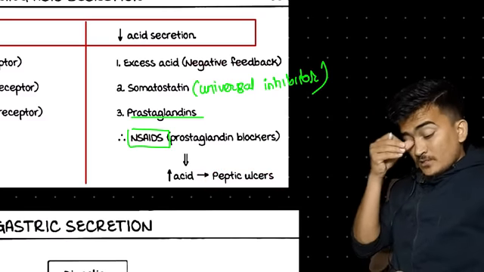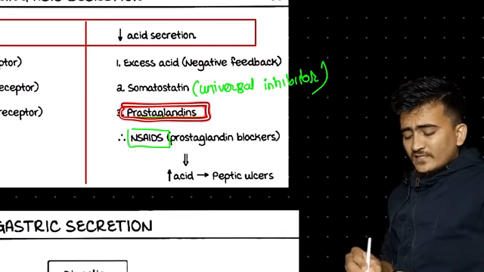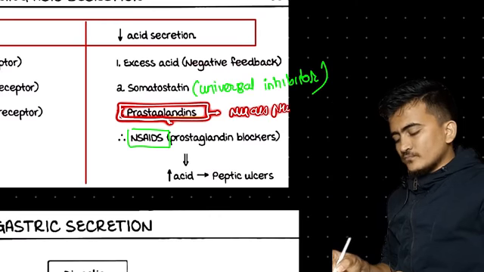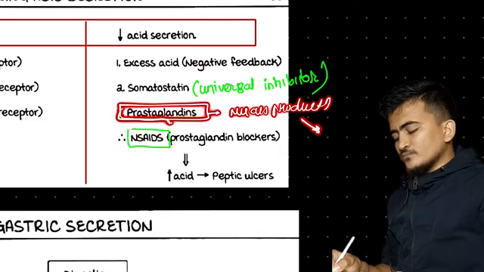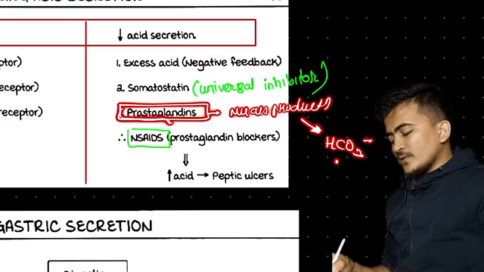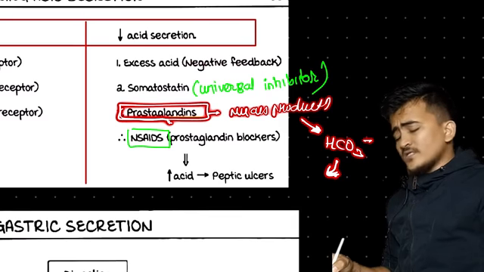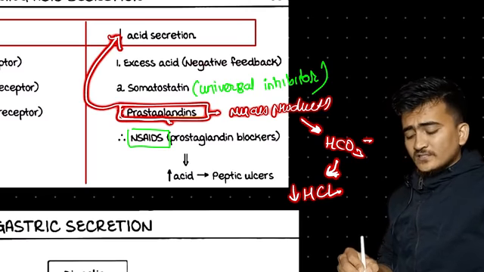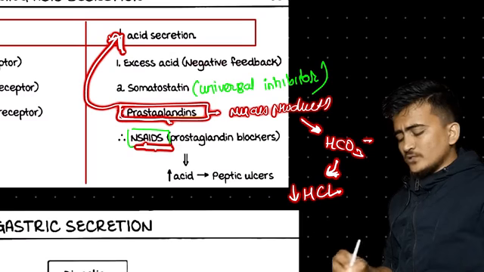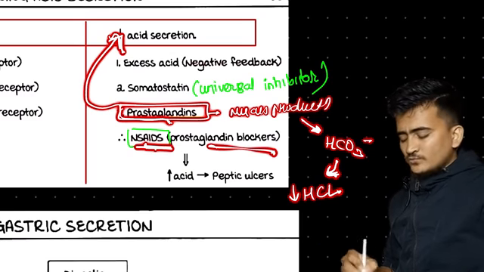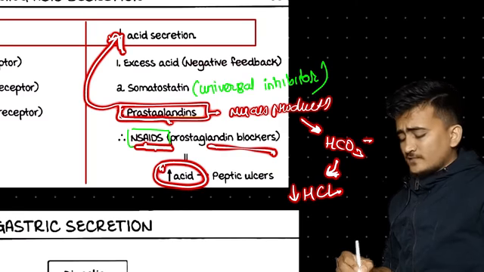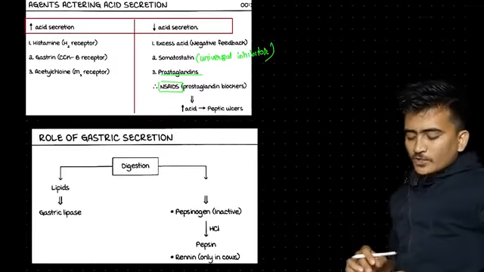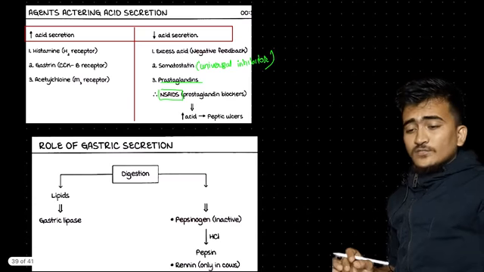As I was saying earlier, prostaglandins cause mucus production, and this mucus contains bicarbonate ion. The bicarbonate neutralizes acid, decreasing the HCl level. So prostaglandins facilitate the decrease in acid secretion. But if something blocks these prostaglandins, it will induce the production of HCl, and that will ultimately result in peptic ulcer. So this was all about agents altering gastric secretion.